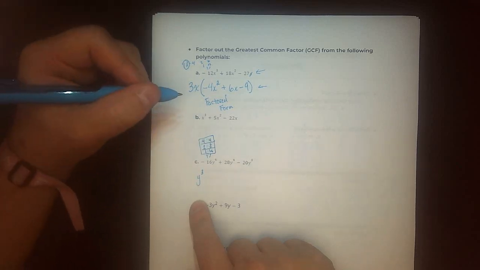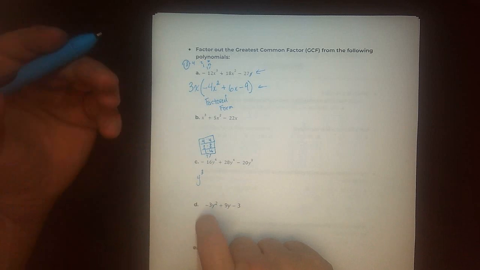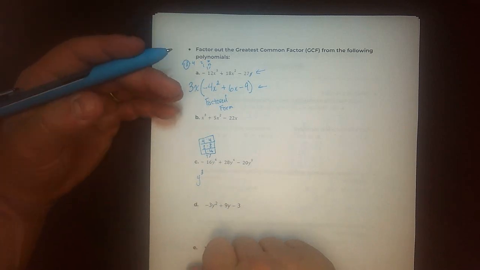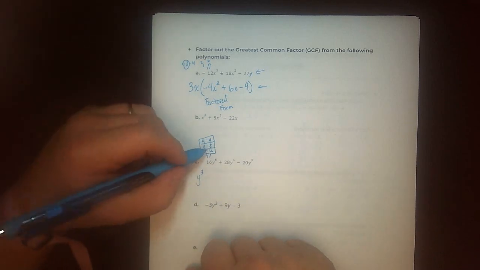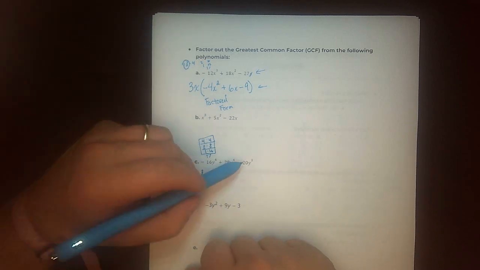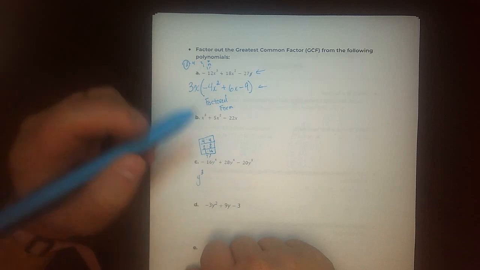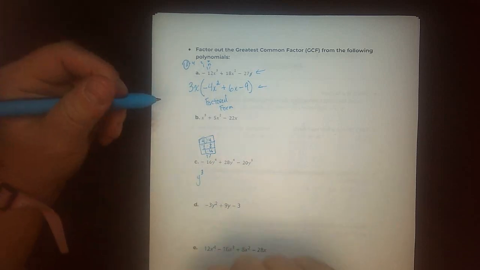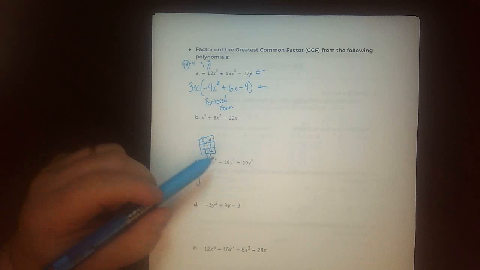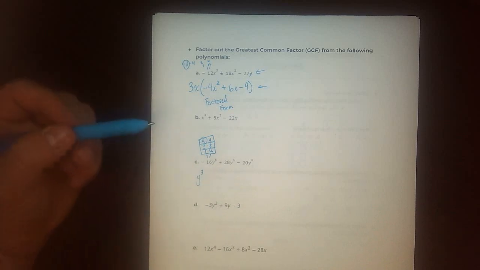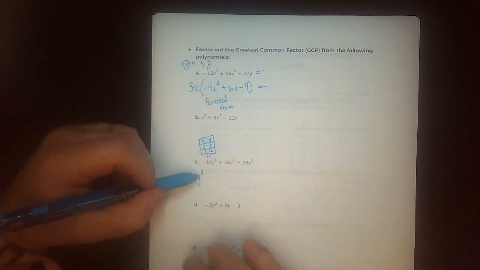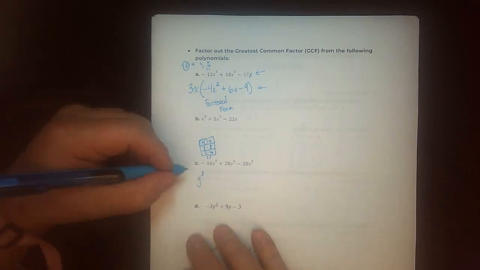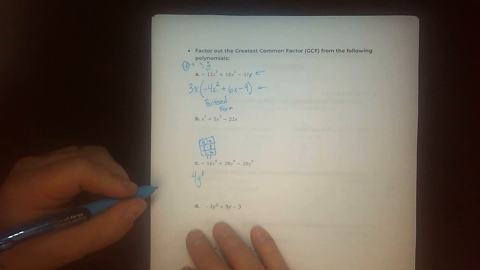All right, so now we have to look at the rest of these and ask which one is going to work for all these. Will 8 work for all these? No, 8 can't work because of that 20 right there. 20 can't be divided by 8 evenly. So I think it's going to have to be 4. Okay, 28 and 20 and 16 can all be evenly divided by 4. So we're factoring out a y to the 3rd power and a 4. So we're going to factor out 4y to the 3rd power.